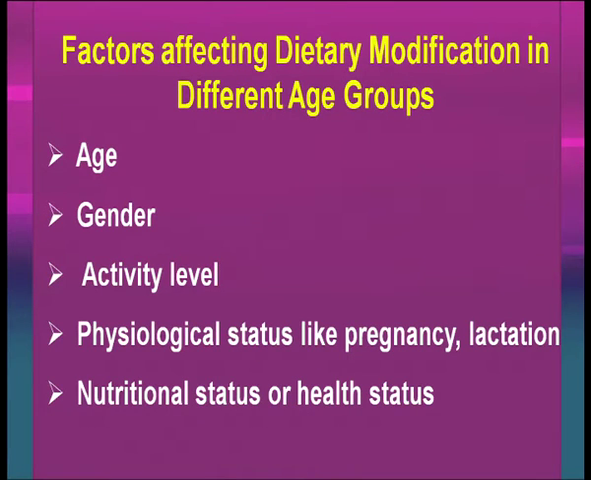We need to learn about the dietary modification in different age groups. What are the factors which affect the planning for the modification? Age, gender, activity level, physiological status like pregnancy, lactation. These are natural changes in the physiological status. And nutritional status or the health status.